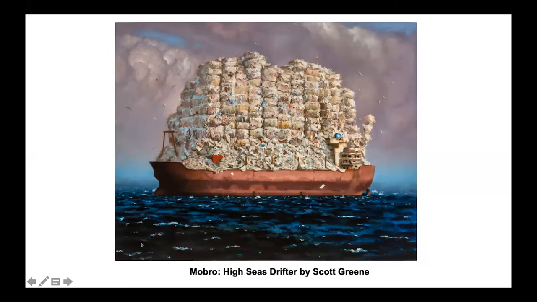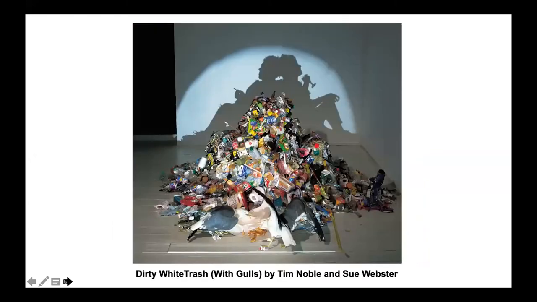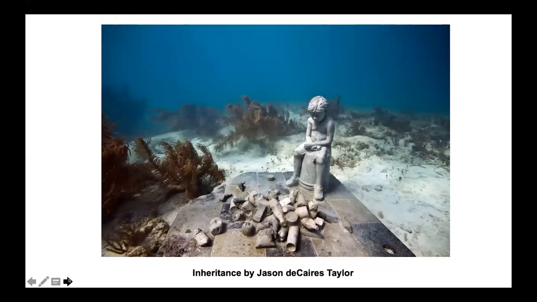But the reality of this approach to waste management is that far too much of this type of waste, which is not biodegradable, winds up in our waterways. This is a humorous shadow work by Tim Noble and Sue Webster called Dirty White Trash with Gulls, where they basically take all of their consumer waste and pile it up and then project a self-portrait of their shadows. And here again, as I mentioned before, ocean pollution is a key theme that permeates Jason's work and permeates the exhibit as a whole.